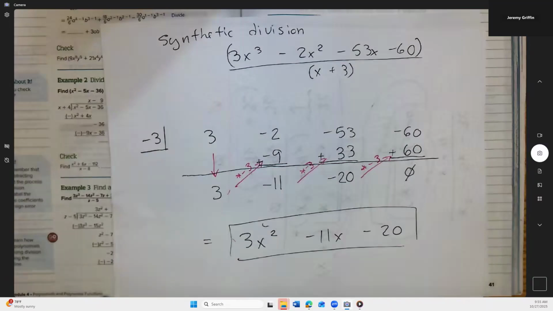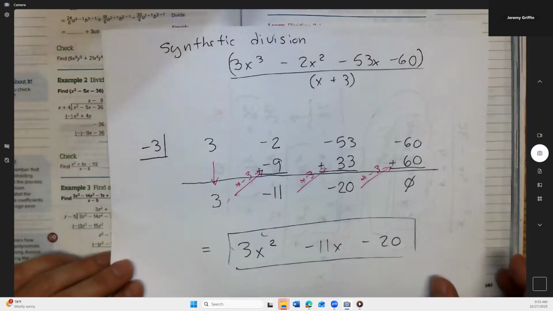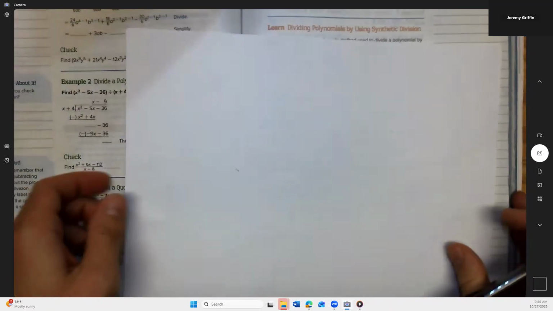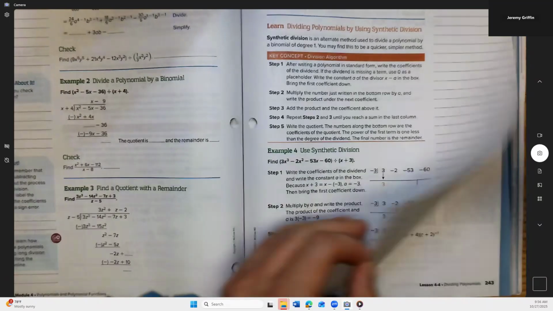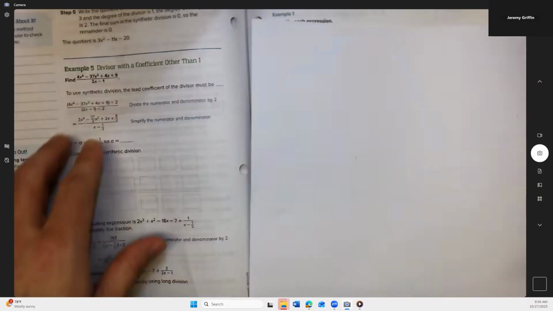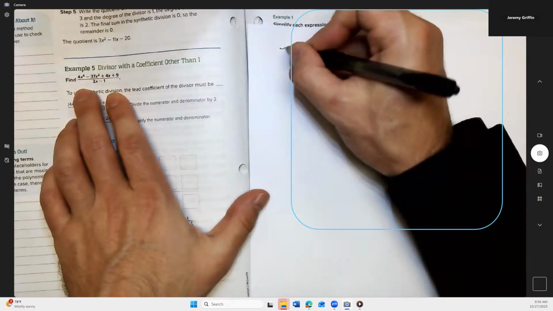Okay. Just like that. All right, you guys get that? All right, guys good? All right. So I want to do one more synthetic division with you guys, and then I'll go back and do one more long division that has a remainder, and I'll show you guys how to work with that. Okay. And so here's a different synthetic division example.